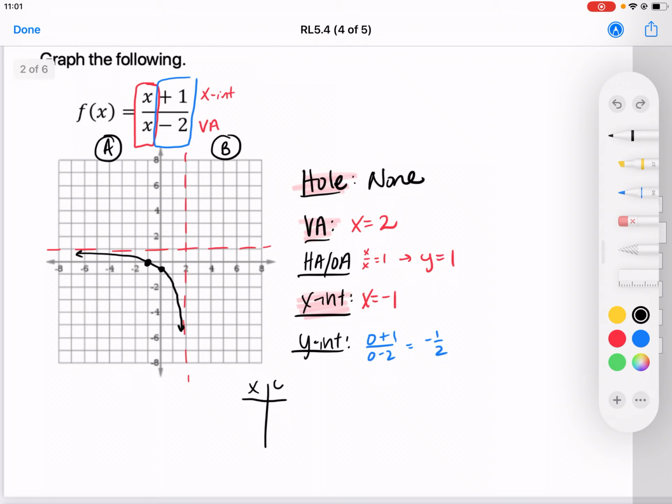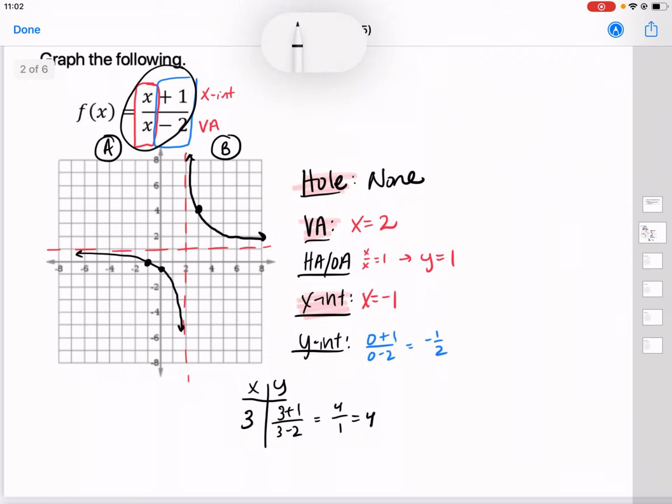Okay, so for that reason I'm just going to plug in a number. We'll do 3, and I'll plug it into the equation. So 3 plus 1 over 3 minus 2. I chose 3, by the way, because it's to the right of the asymptote. So 3 plus 1 is 4. 3 minus 2 is 1, so this is just 4. So I'm going to go to 3, 4. I'm just going to plot that coordinate right here. And then you just need at least one point. You're going to go ahead and just follow along the curves. And you're done.